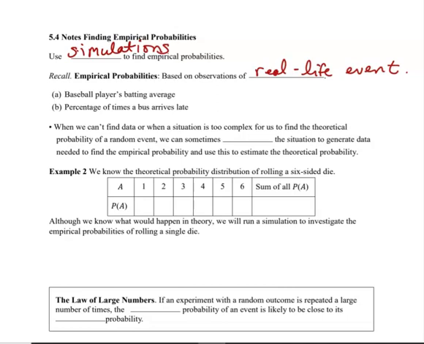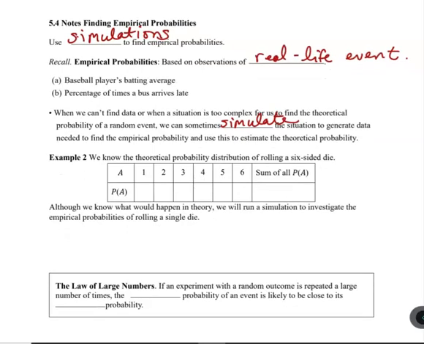When we can't find data or a situation is too complex for us to find the theoretical probability, we can sometimes simulate the situation and generate data so that we can calculate an empirical probability and use that to estimate the theoretical probability. So in this little example here, I've got a probability distribution table, and I called it example 2. It's really, I guess, just example 1.